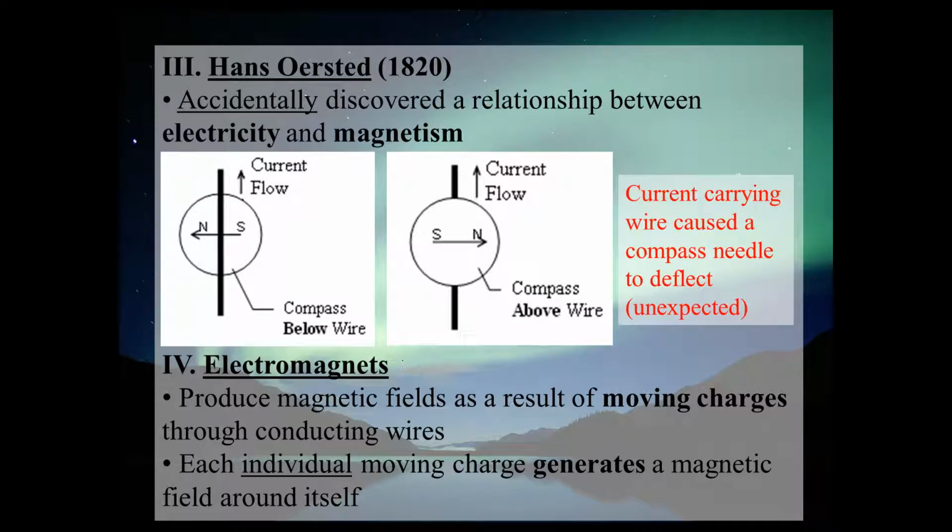Now, just before I move on here, I do want to quickly compare all our different fields. Again, a field is just a region of influence surrounding some kind of an object. A gravitational field is produced by any object that has mass, and it influences other masses. An electric field is a region of influence that surrounds an object with charge.